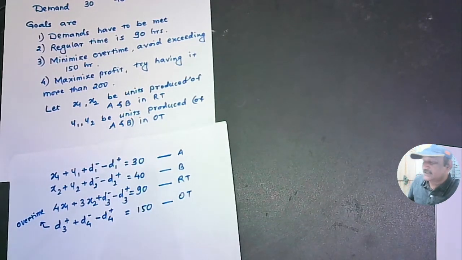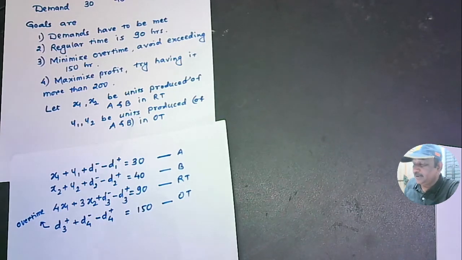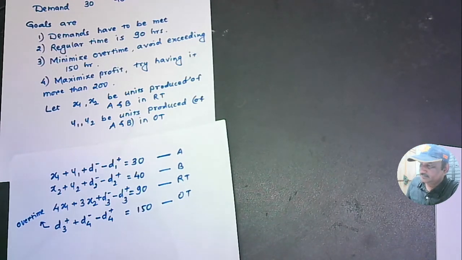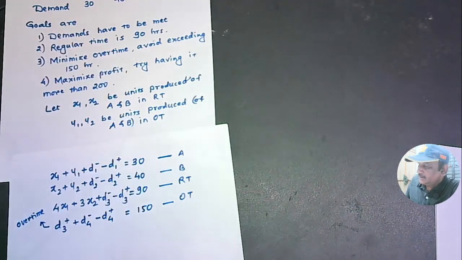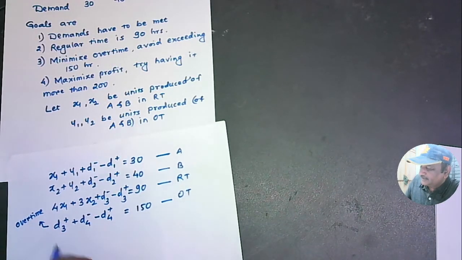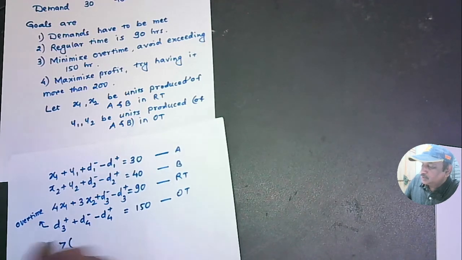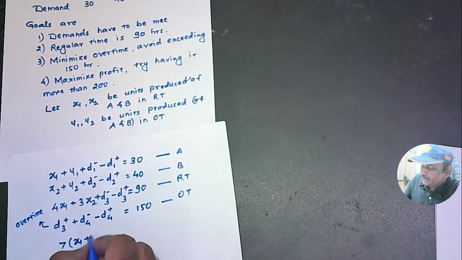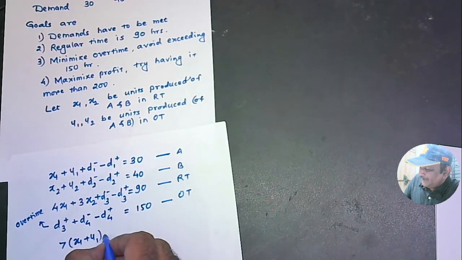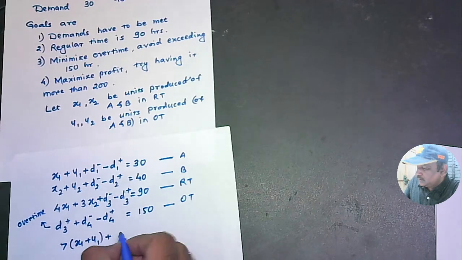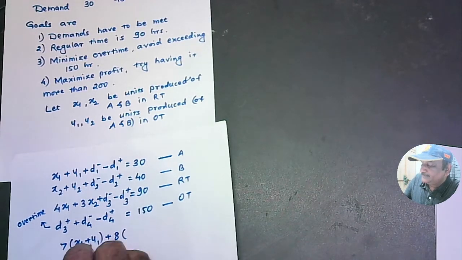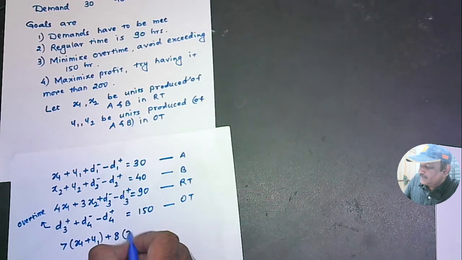Okay, and one last goal I have to write: maximize the profit. Try having it more than 200. Now how do I write the profit? How many units am I producing? I am producing x1 plus y1. Sorry, profit is going to be 7 into how many units of A I am producing? 7 into (x1 plus y1), plus 8 into (x2 plus y2).